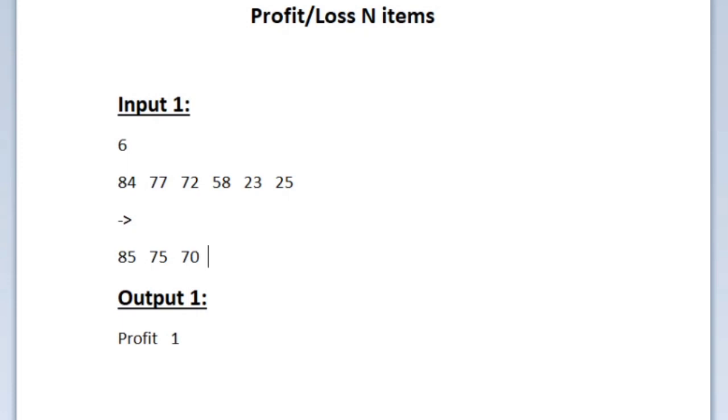And now for the fourth integer, the cost price is 58. So the nearest two integers are 55 and 60. And here 58 is closer to 60 than it is to 55. So the selling price of the fourth item would be 60 rupees, because that is closer than 55.